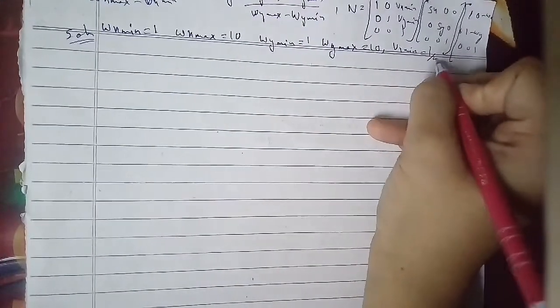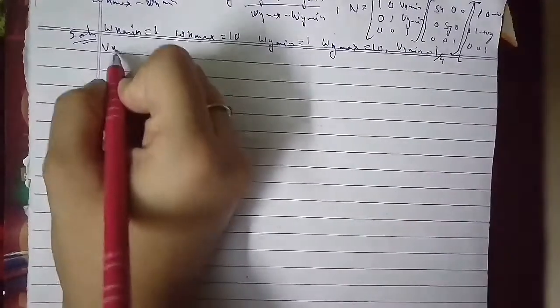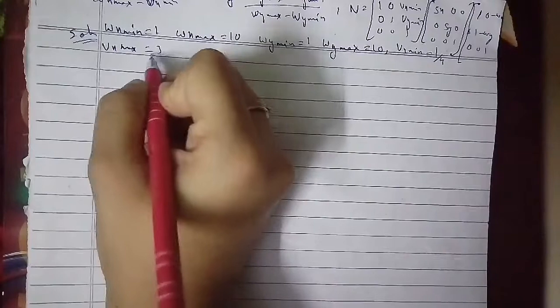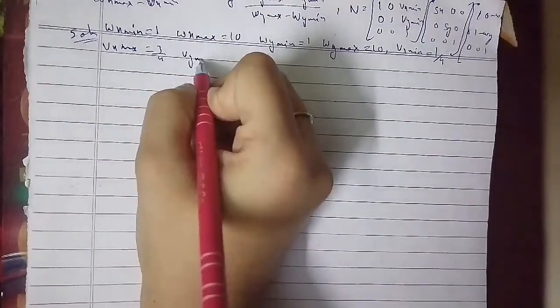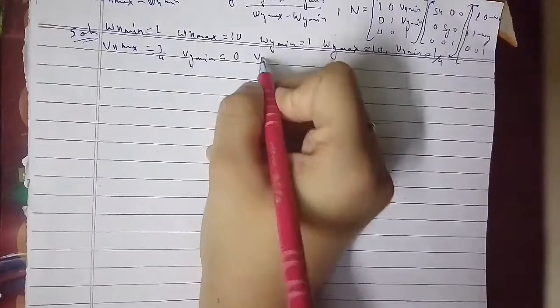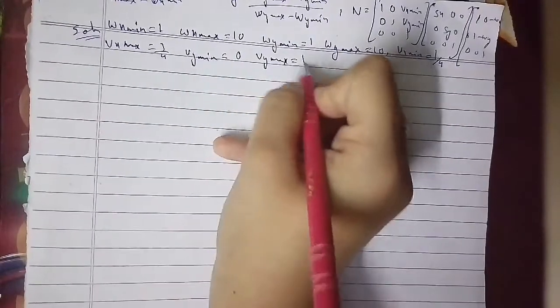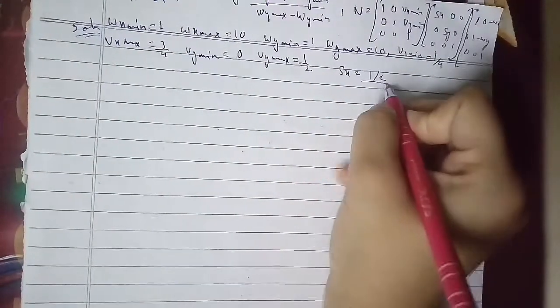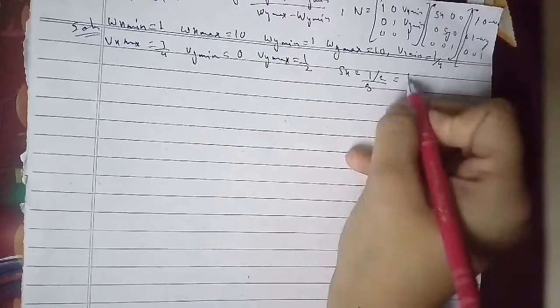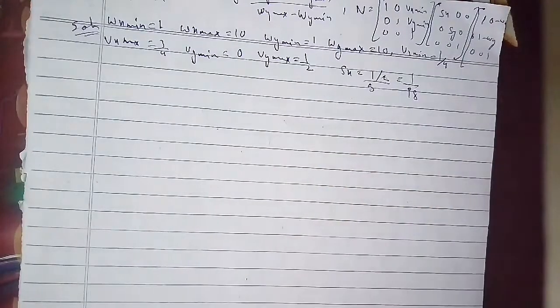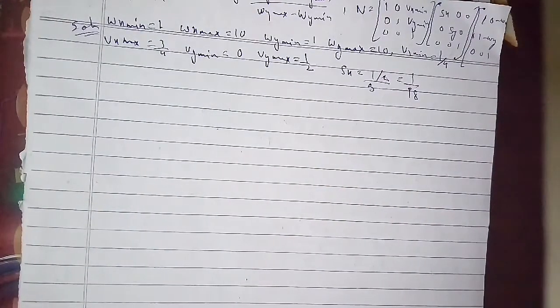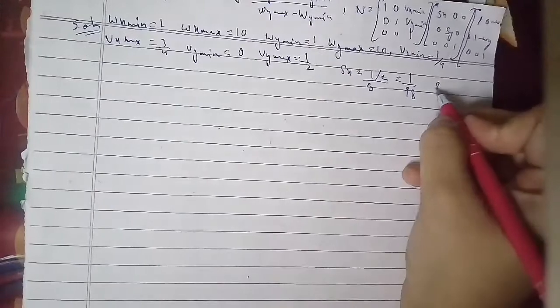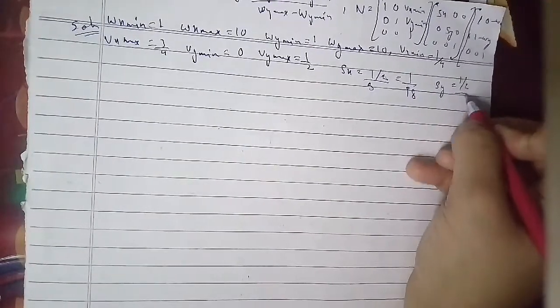For the parameters of the workstation transformation, as we will represent here: Wx min is equal to 1/4, Wx max is equal to 1/2, Wy min is equal to 1/4, Wy max is equal to 1/2, then Vx min equals 1 and Vx max equals 10, and Vy min equals 1 and Vy max equals 10 here.